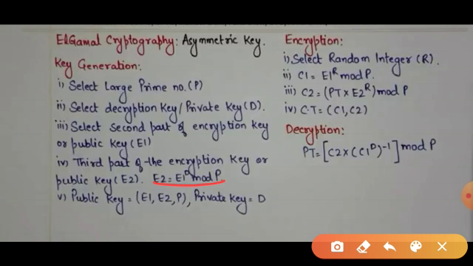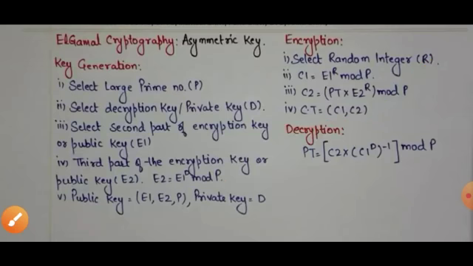In the encryption process, we have to select a random integer, that is, a random secret R. Next, after that, how to calculate the ciphertext, meaning C1 comma C2. Here, what is C1? C1 is E1 power R mod P. By using this formula, we are going to calculate the C1 value.